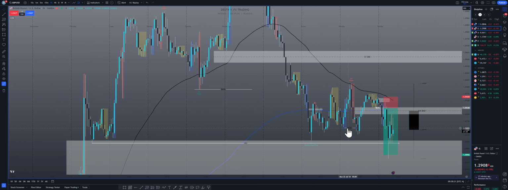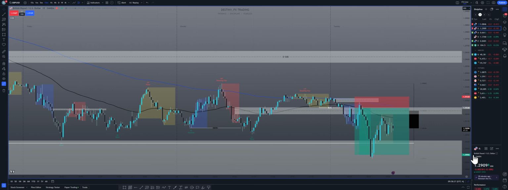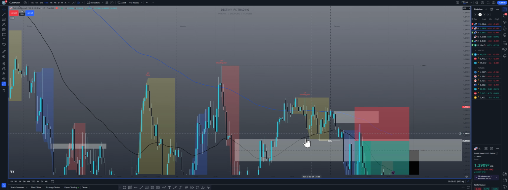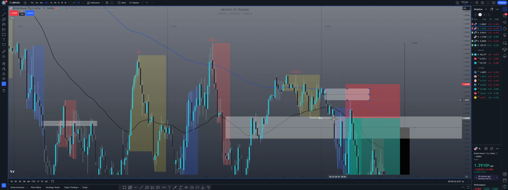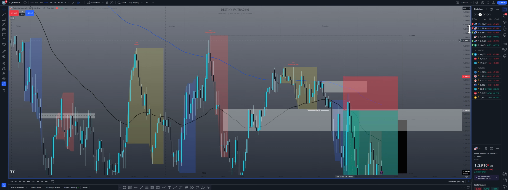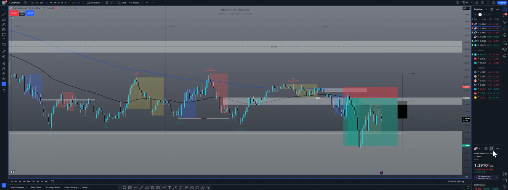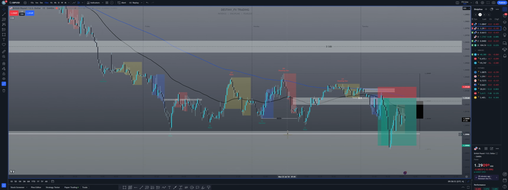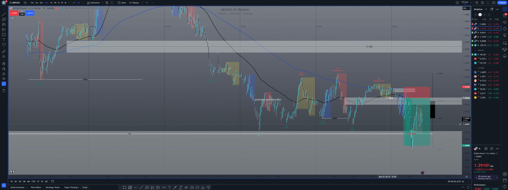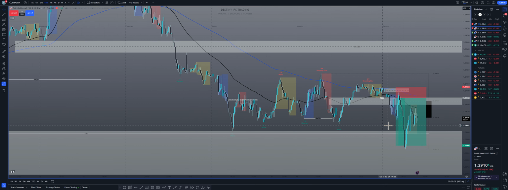So once I saw that we did take out this low, I just waited for another breakout structure. We can see that we did take out this low, and then I marked up this bearish order block. I put out a sell limit, with my stop loss above here. And then I targeted all of these lows. And I caught a 124.2 RR.